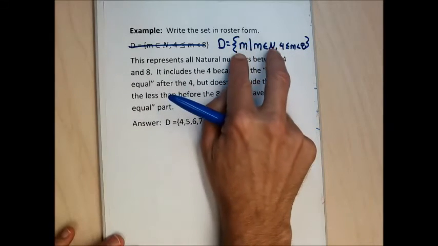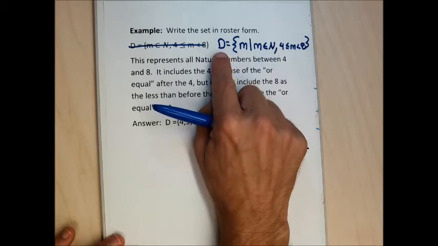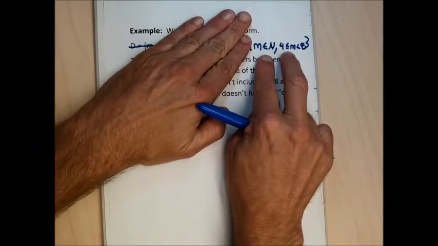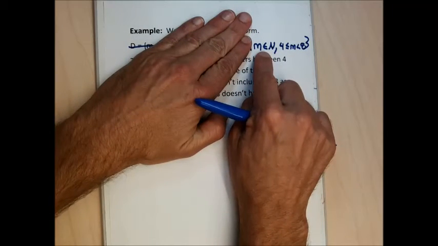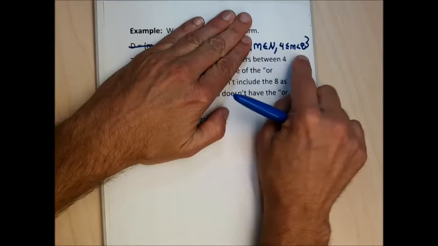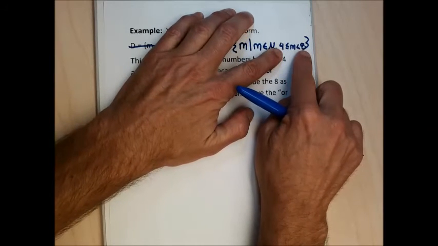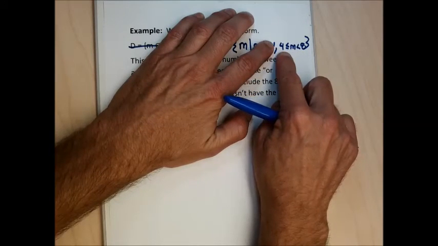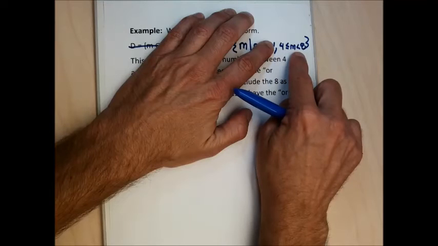So let me write this in roster form. Immediately, this is written in set builder notation. I don't like it. But immediately, I'm looking to this part of the set builder notation. It says I'm only going to have natural numbers, and it's only going to have natural numbers between 4 and 8. The trick here is knowing when you have the or equal to, you include the number that it's next to, and when you don't have the or equal to, you don't include the number.